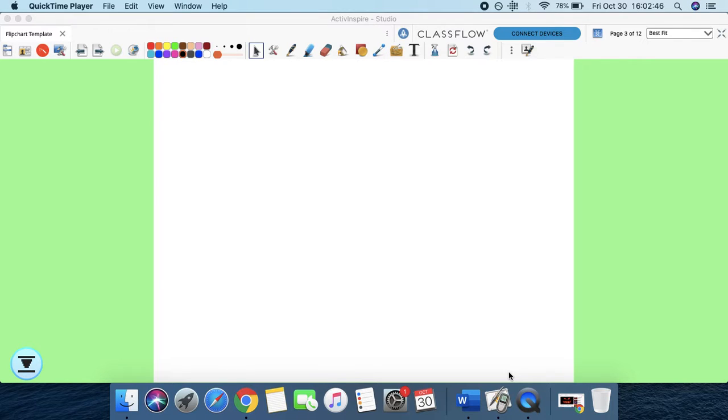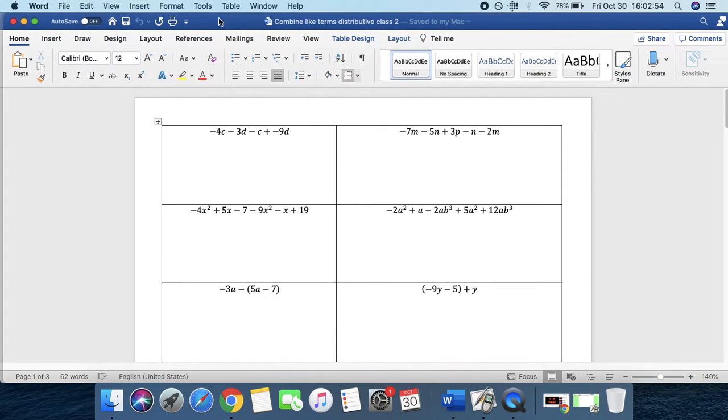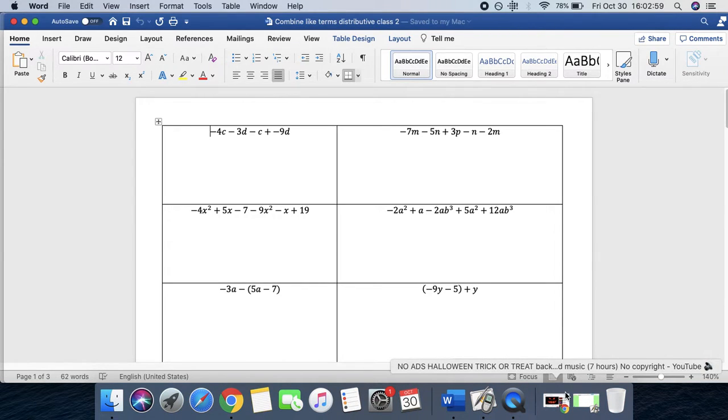Do that, the combined like terms distributive property. The only problem is that I have two of them and I don't know which one I gave you. So I just give myself double the work. So I'll probably end up doing both. And you guys just fast forward to whichever one is the correct version, okay?